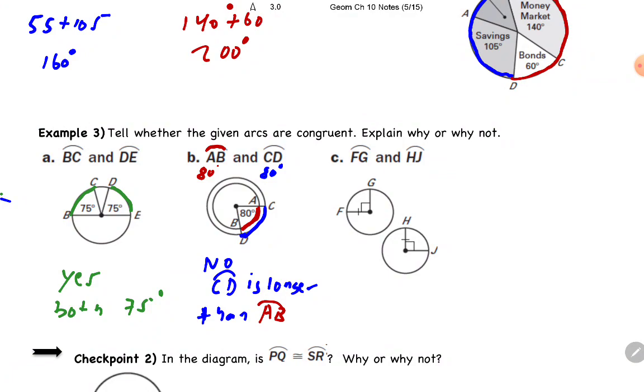Alright, FG and HJ. Yes. Same measures in circles that are congruent.